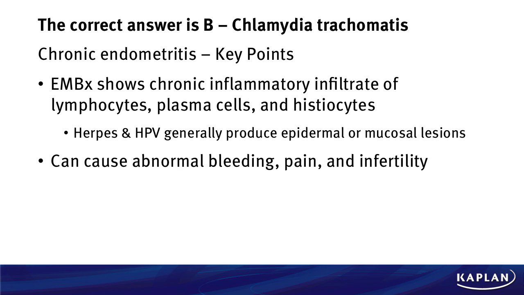The key point here is we're dealing with chronic endometritis. On the endometrial biopsy, this will show a chronic inflammatory infiltrate of lymphocytes, plasma cells, and histiocytes. And it's very key to look for that plasma cell infiltrate. You're going to see that on your pathology reports either on the boards or on the wards. And when you see that, think of chronic inflammatory disease.